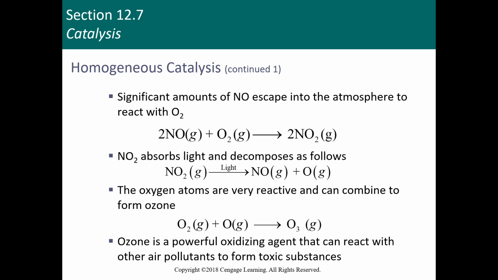So NO2. NO can react then with oxygen in the atmosphere to form NO2. NO2 absorbs light and decomposes as follows here. So if you have released NO2 in the atmosphere, when it's a sunny day, it'll absorb light, it breaks down to NO and what's called free radical oxygen. This free radical oxygen can combine with O2 in the atmosphere to form ozone. Ozone is a powerful oxidizing agent.